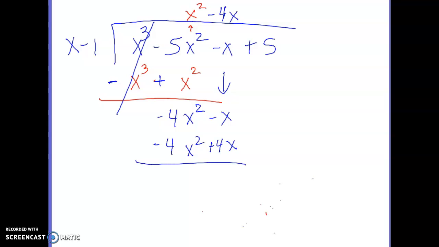Now I'm going to subtract these. Okay, so this becomes positive, this becomes subtraction. So those will end up canceling, and I end up with negative 5x. And then I bring down my 5. Almost done.